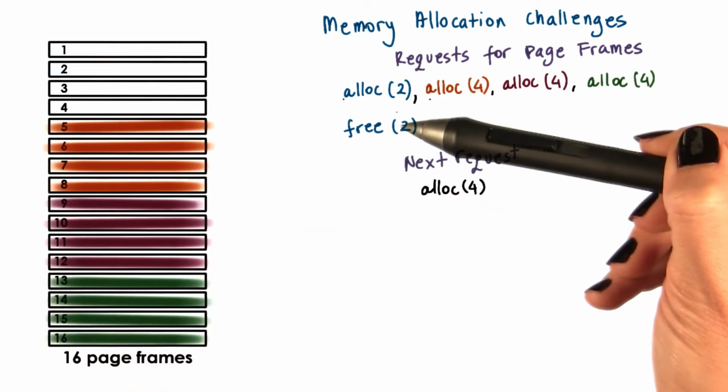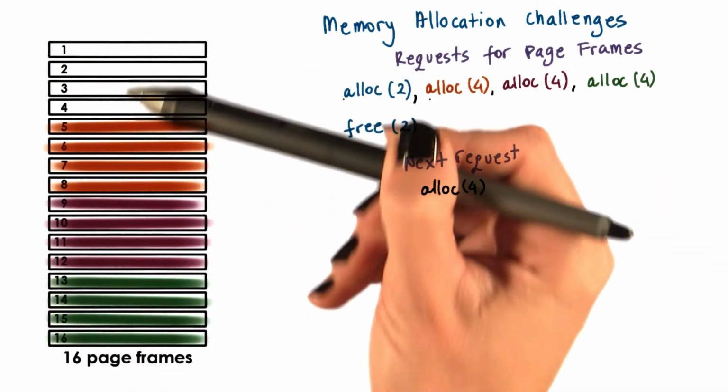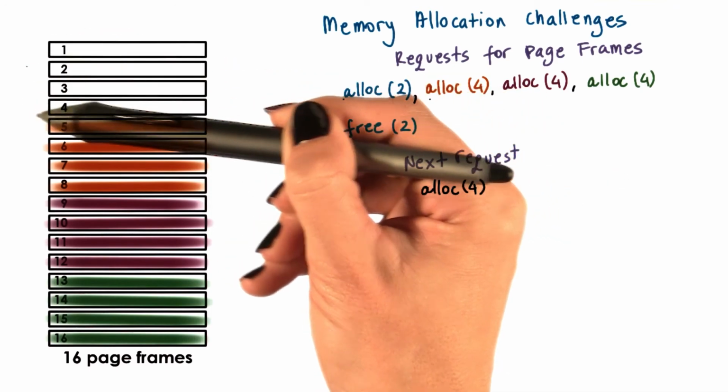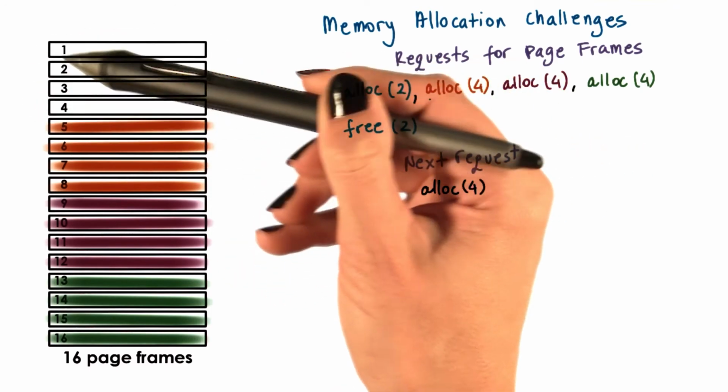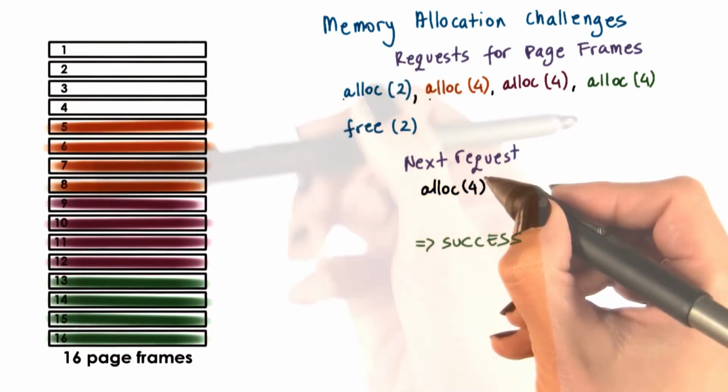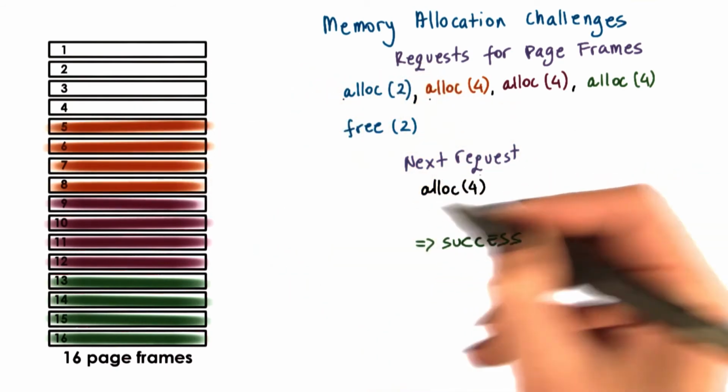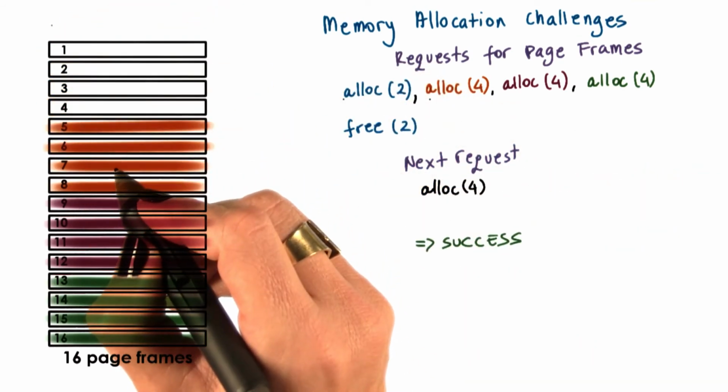Now, when the free request comes in, these 2 first pages are freed. The system again has 4 free pages, however, they're consecutive. Therefore, this next request for 4 pages can actually be satisfied in the system.